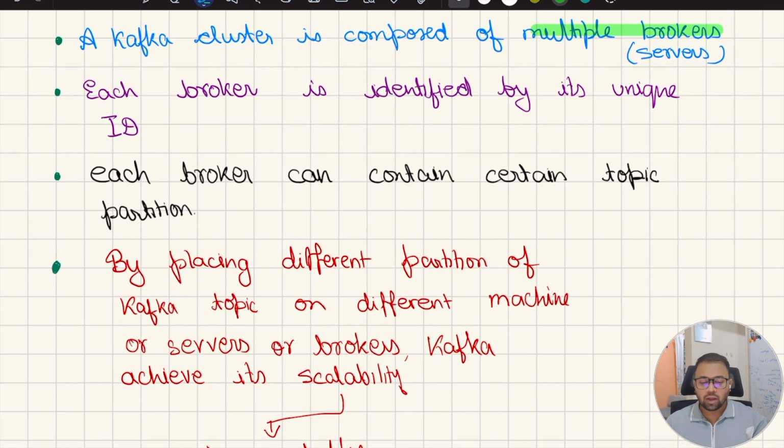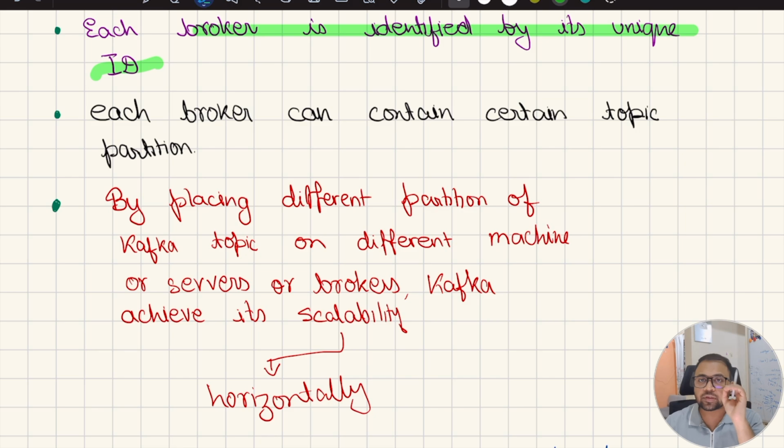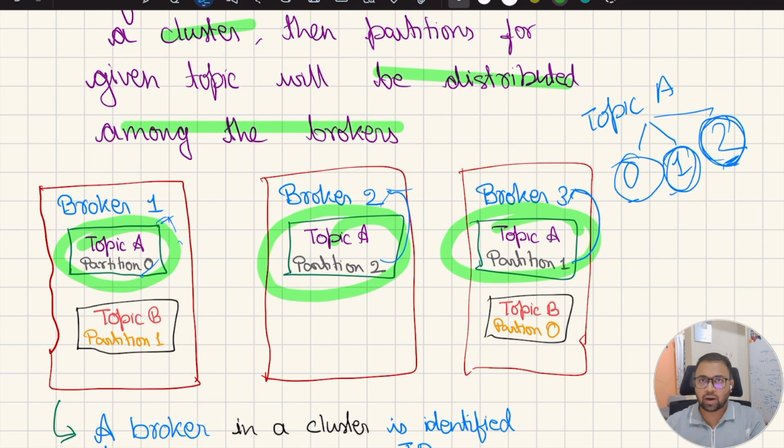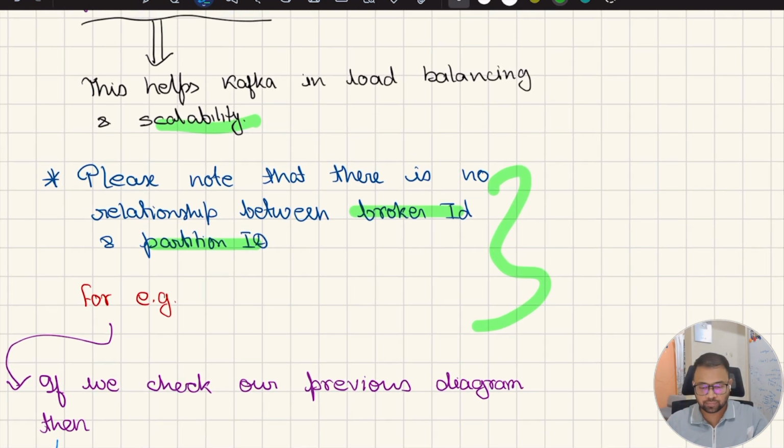Okay, cool. Each broker is identified by its unique ID. The ID can be 123, 101, 102, 103. Each broker can contain certain topic partitions, right? So broker ID 101 can have partition 0 of topic A. Broker 2 can have partition 2 of topic A. So we have understood this.